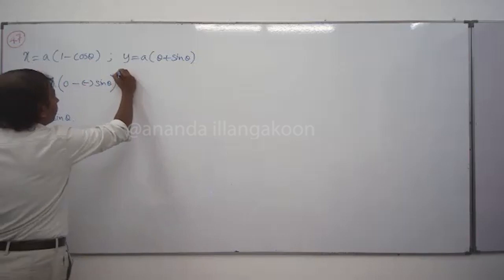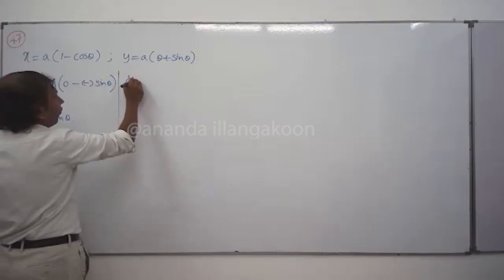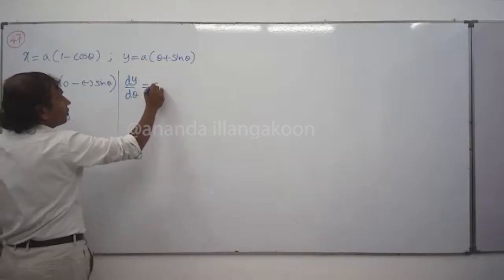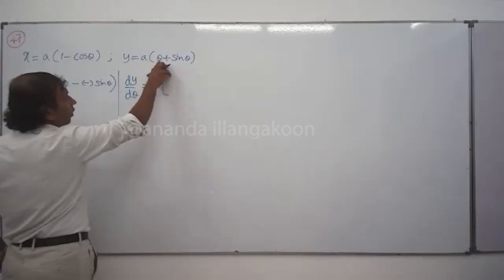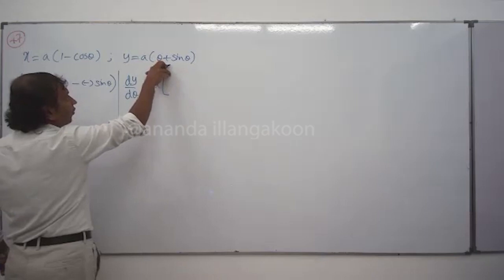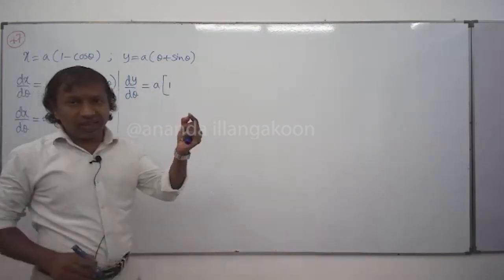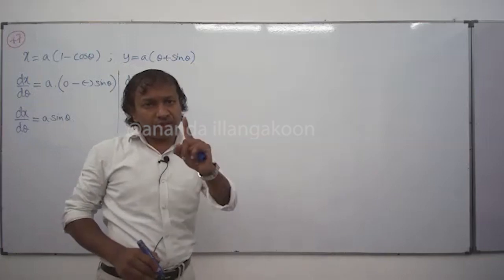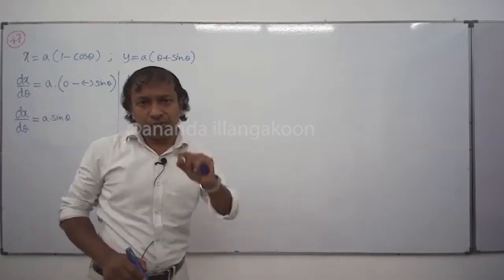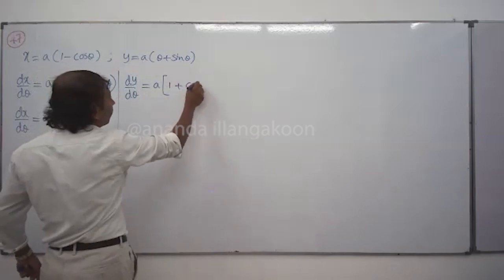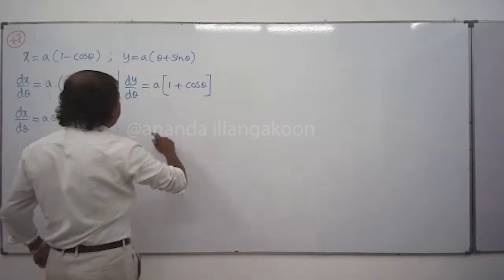Right. Now come to this dy divided by d theta. A is a constant, keep as the same. This time, we have to differentiate theta. It's 1, no? Differentiating x with respect to x is 1, like that theta with respect to theta is 1. Sin theta derivative with respect to theta is cos theta. This is what we get.